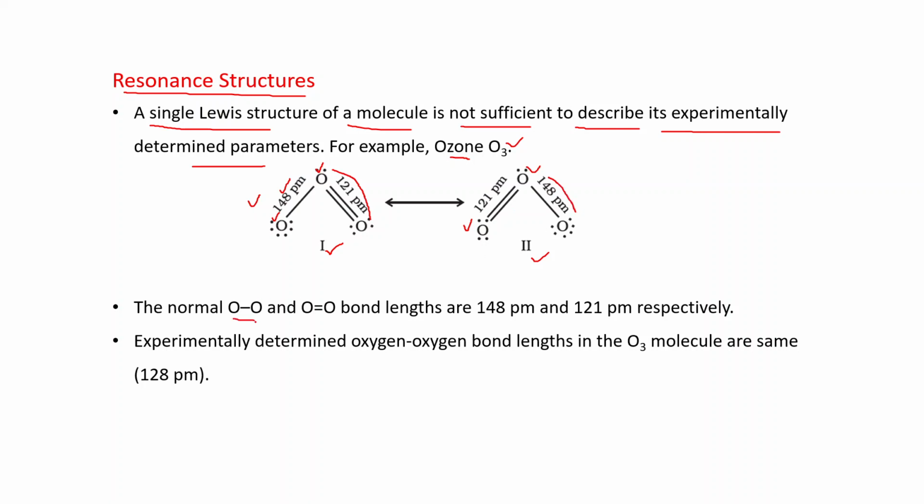The normal oxygen single bond length and oxygen double bond length are 148 picometer and 121 picometer respectively, but the experimentally determined oxygen bond lengths in the ozone molecule are the same, equal to 128 picometer. This equivalence in bond length is explained on the basis of the resonance concept.